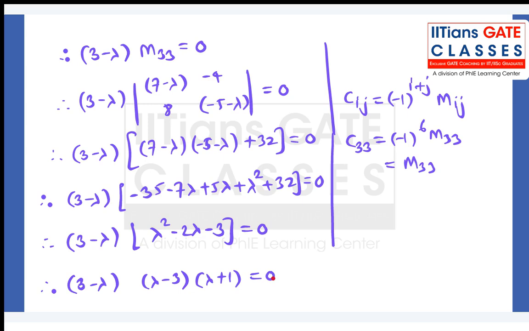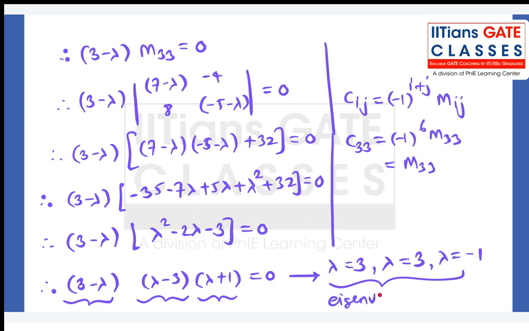Now you can clearly see there are 3 roots. The roots are clearly lambda equal to 3, which comes from this first bracket, then lambda equal to 3 again, which comes from this bracket, and finally lambda equal to minus 1, which comes from this last factor. So these are the unknown eigenvalues of your matrix A. This is the first half of the question that you are supposed to find. So the eigenvalues are minus 1, 3, 3. Two of the eigenvalues are repeated, and that is fine because they have allowed that in the question.